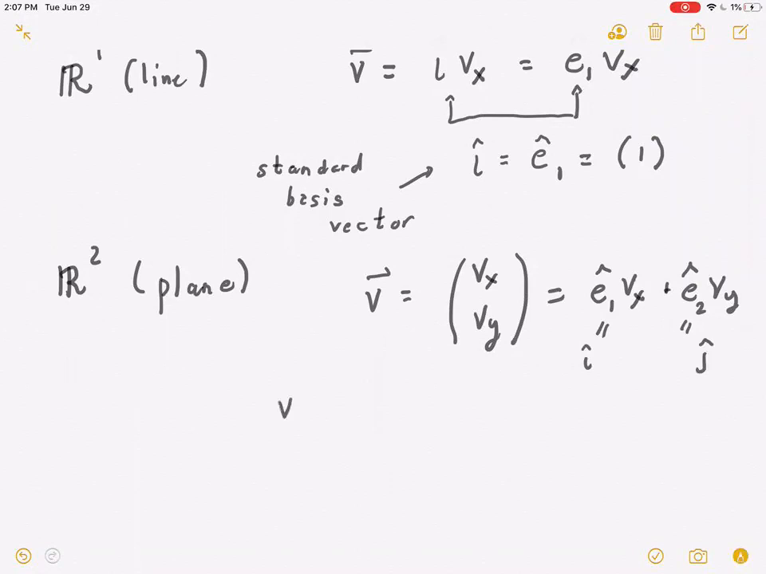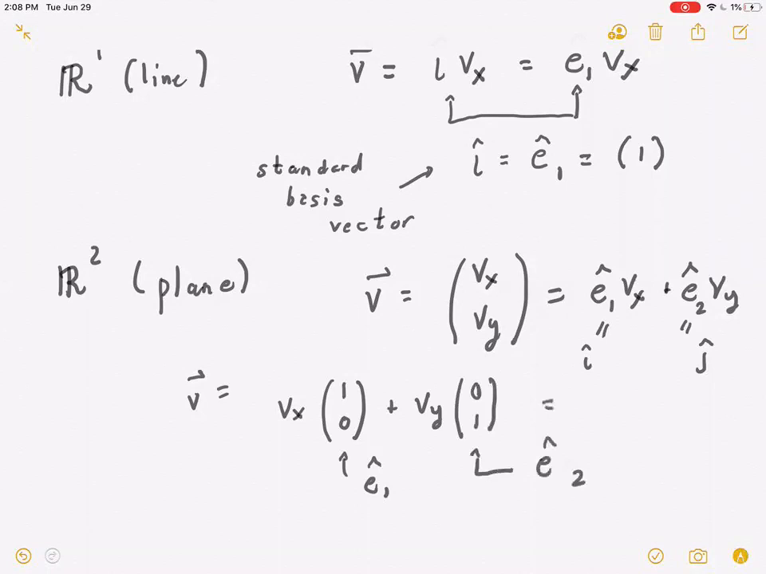The important point here is that my vector V, I could write as a component V sub x times E hat 1, which is just a 2-by-1 matrix, and I add that to V sub y times E hat 2. And it's easy to prove to yourself when you do the scalar multiplication and the vector addition, you basically get the vector in column representation.